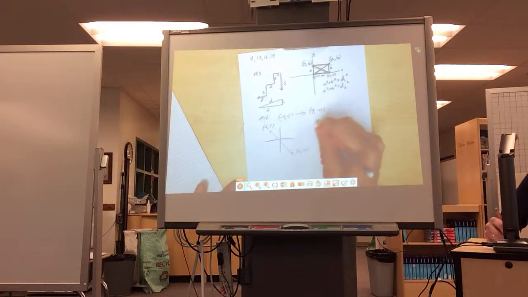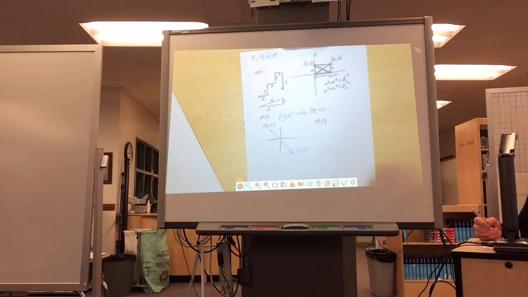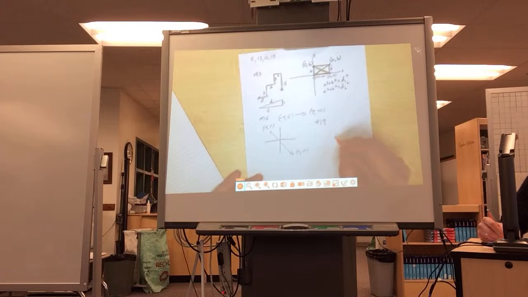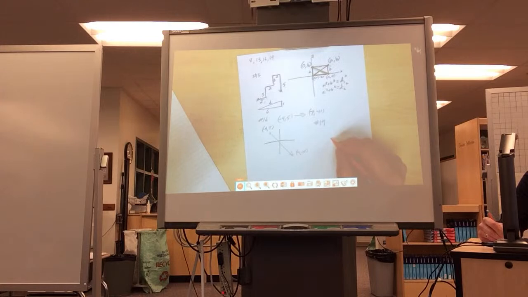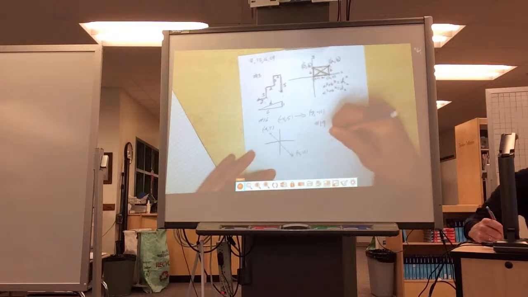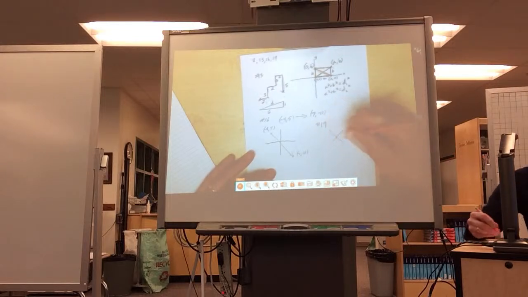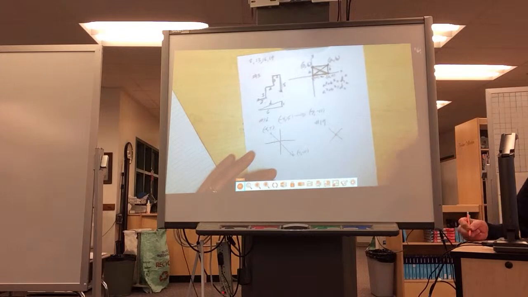19. What does it mean for two segments to bisect each other? If they bisect, they cross each other, more specifically? The intersection of the segments is the midpoint of each segment. Yeah, the intersection is going to be the midpoint of each segment. So that's going to be a midpoint.